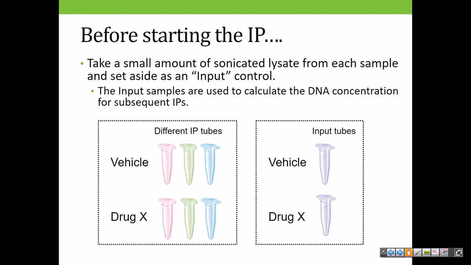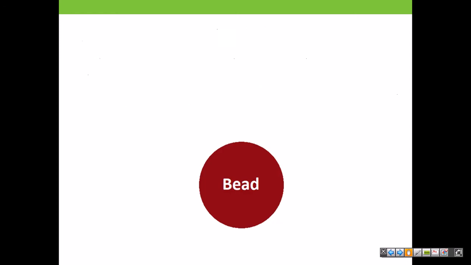So for example, let's say you put 500 microliters of sonicate per IP. So in the pink tube, the green tube, blue tube, 500, 500, 500. But if you want to do 1%, take 5 microliters, put it in your input tube, just one, you only need one per sample, set it aside. Normally I store mine in the fridge because I do the IPs at cold. I want them treated the same way. We'll work with them later, but just to note, before you do the IP, make your input samples, 1 to 2% of the volume you add per IP, then move on.